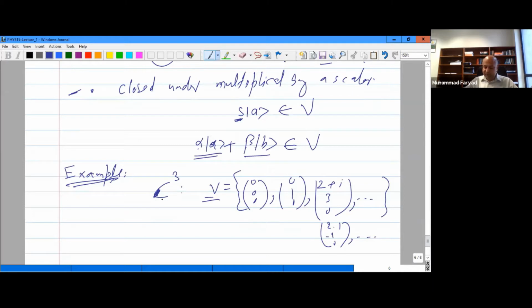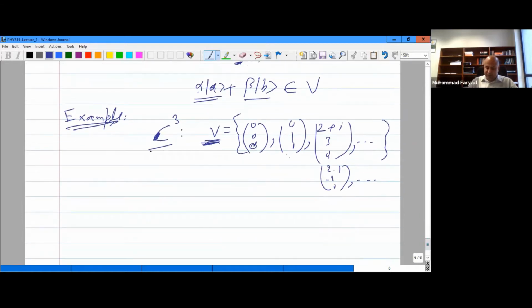We can see that this is a vector space because there is this null vector that I wrote in the start. If I add any two of these vectors, the result is also part of this set. And if I multiply it with some complex number, the result is still part of this set. So this is one vector space, with a special name: a vector space over complex numbers, and its dimension is 3. We'll see shortly what the word dimension means.